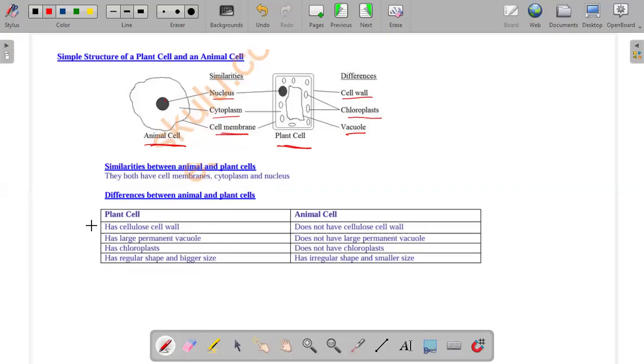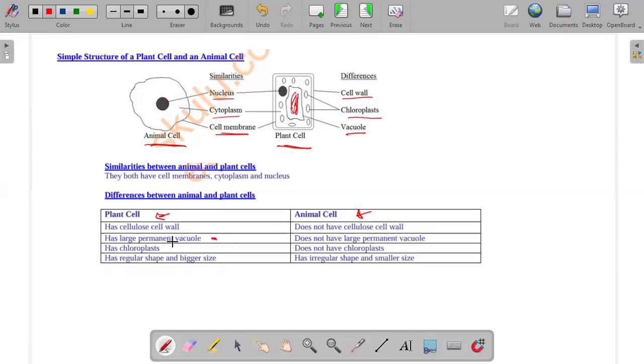Then here I have this table. This table shows the differences between the animal cell and the plant cell. On this side we have the plant cell, and there we have the animal cell. The plant cell has a cell wall, and the cell wall is made of cellulose. On the other side, animal cells do not have cell walls. Another difference is that the plant cell has a large vacuole. This big structure here is a vacuole.